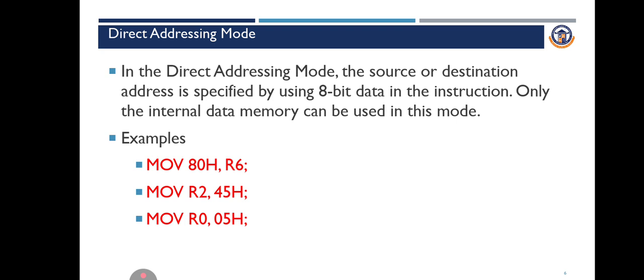So here we directly mention the address, that is the 8-bit address, in the instruction itself. The next instruction is MOV R2, 40H. Again, 40H is also an 8-bit address. The content of that 8-bit address, that is the value stored inside it, will be moved to R2. The last instruction is MOV R0, 05H. Here 05H is the 8-bit address, and the content of 05H will move to R0.